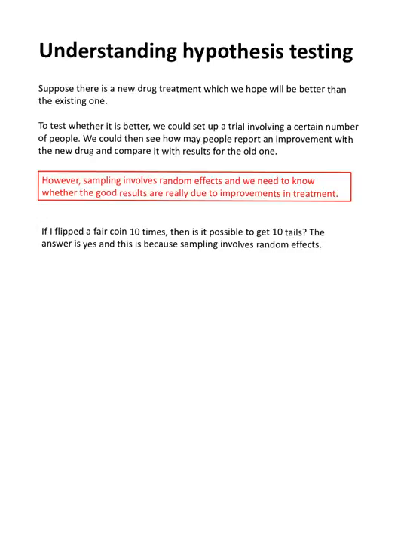But we all know that when you get a random sample, each time we take a sample, we might get different results. So we need to know whether the good results are really due to the effectiveness of the treatment, or how random they are. If I flipped a fair coin, for example, 10 times, then you could get 10 tails, although this is extremely unlikely, but it is still possible.